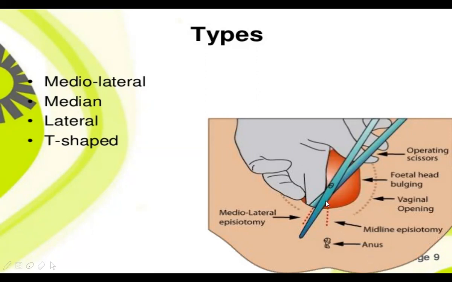Just see, this is the head of the fetus crowning, and here is the anal part and this is the perineum part. And we see the vaginal opening with the fetal head bulging from it. At different angles, it may be mediolateral, lateral, median, or J-shaped. These varieties of episiotomy are given so that it prevents rupture of the perineum or perineal tear.